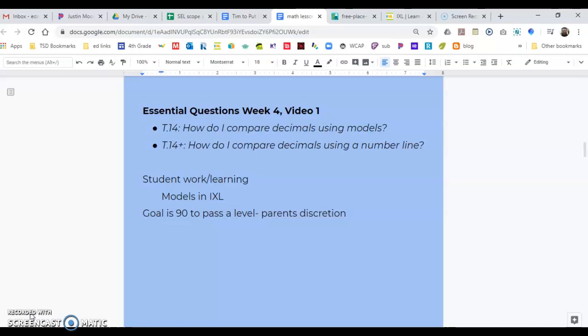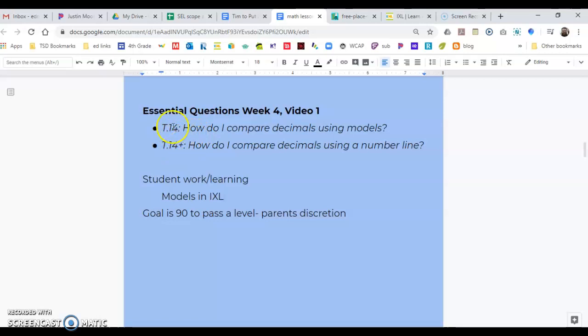Our 2 essential questions. We've been working really hard on decimals and how they relate to fractions, and that work will continue in this video and the next video. So here are the essential questions. How do I compare decimals using models, and how do I compare decimals using a number line?